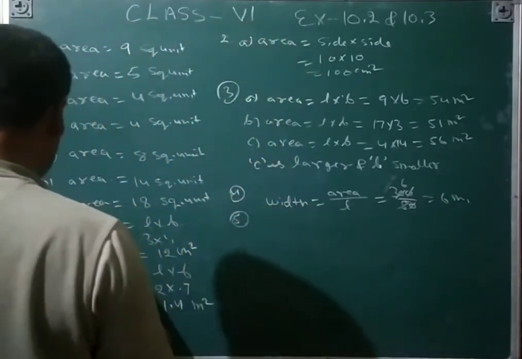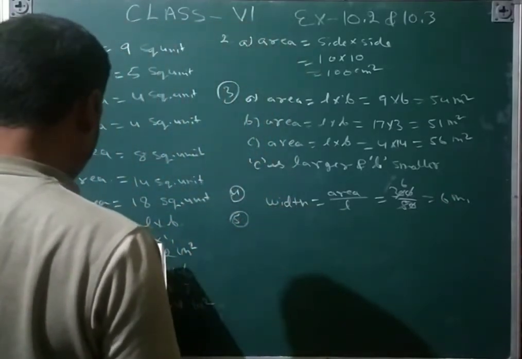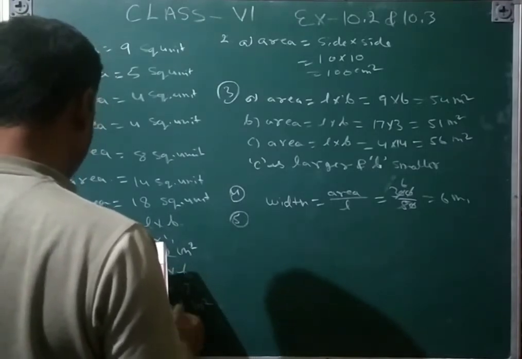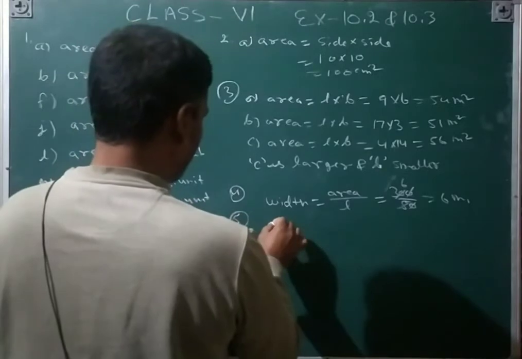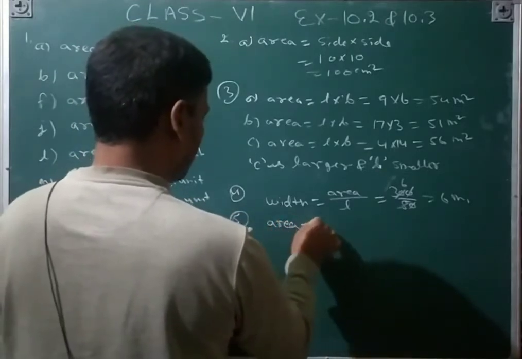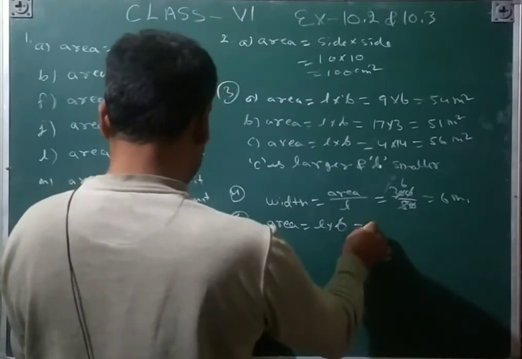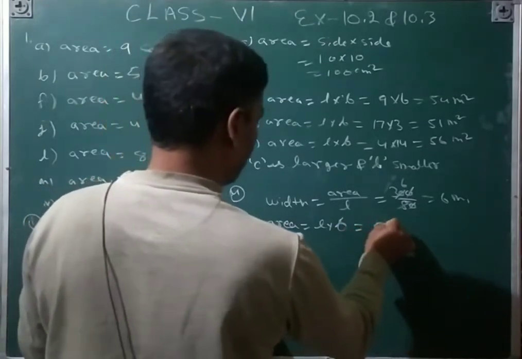Fifth question is: what is the cost of tiling a rectangular plot of land 500 meter, this one. So first of all we find the area. Area is equal to L into B and then is equal to L is 500, 200.